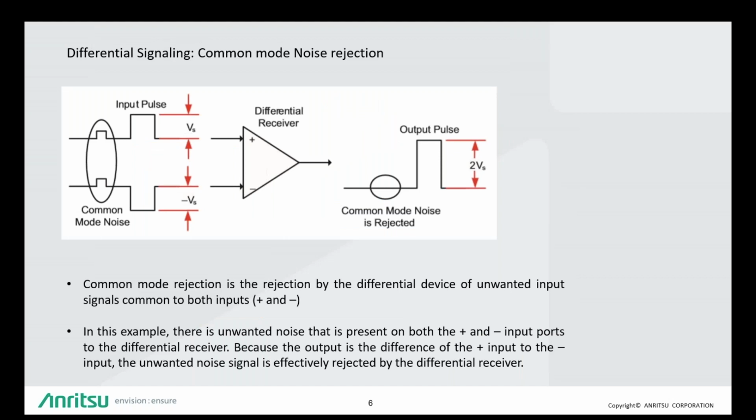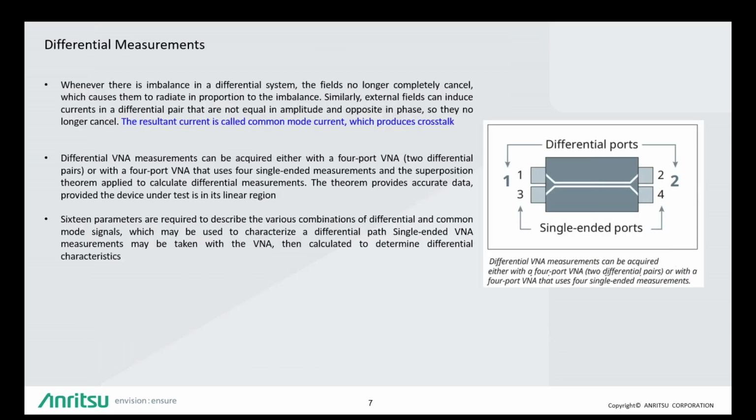Moving on, common mode rejection basically is the rejection by the differential device of the unwanted input signals common to both inputs. In other words, you can see how the common mode noise is actually rejected by using differential signaling. In this example, there is unwanted noise that is present on both inputs of this receiver. But because the output is the difference of the positive input and the negative input, the noise is effectively rejected by the differential receiver. So that's one of the primary advantages of differential signaling.